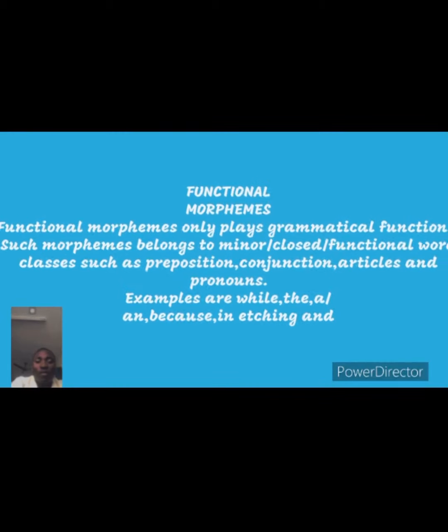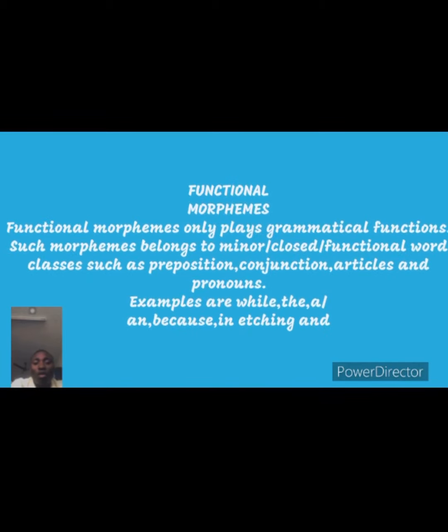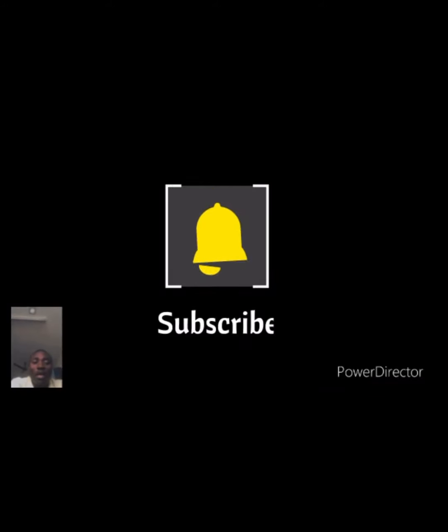Now we have functional or grammatical morphemes. These morphemes only play grammatical functions. Such morphemes belong to the minor closed function word class, such as prepositions, conjunctions, articles, and pronouns. Examples of such words are the, an, and, or, while, because, in.